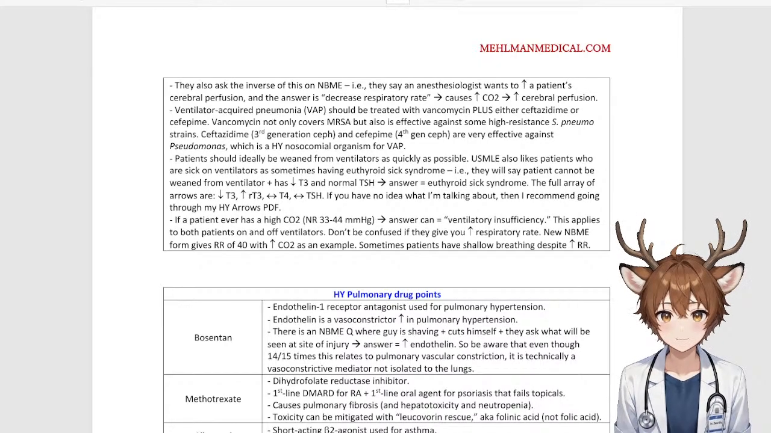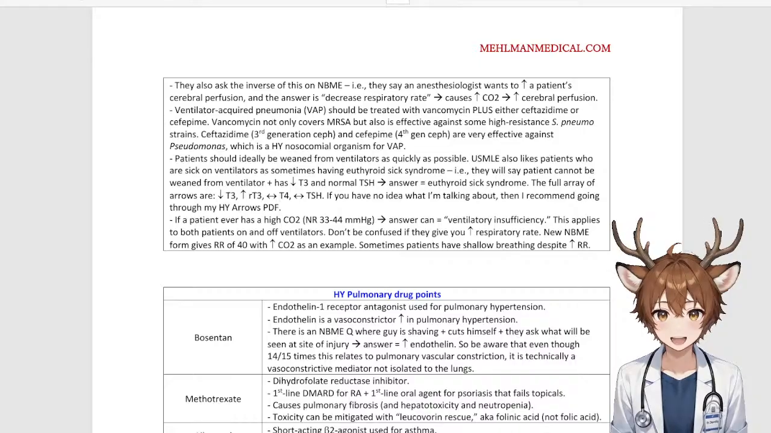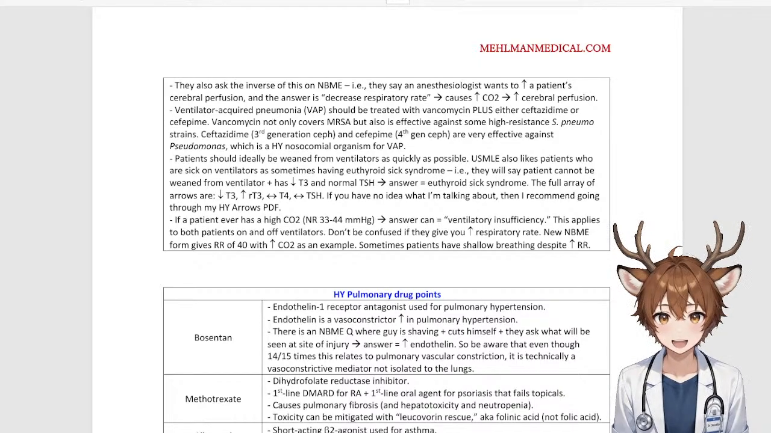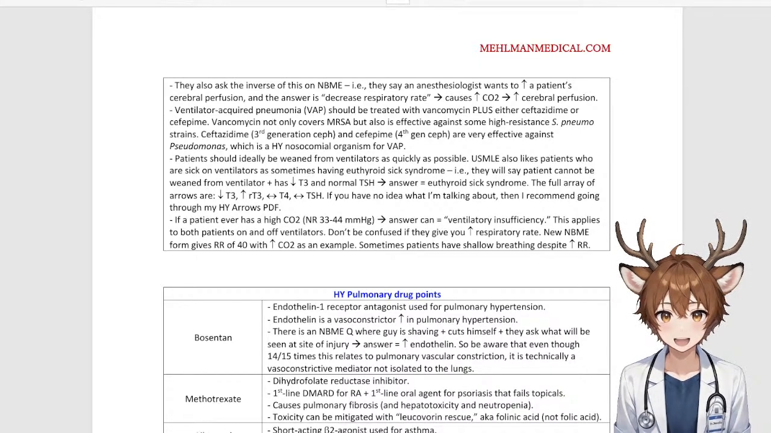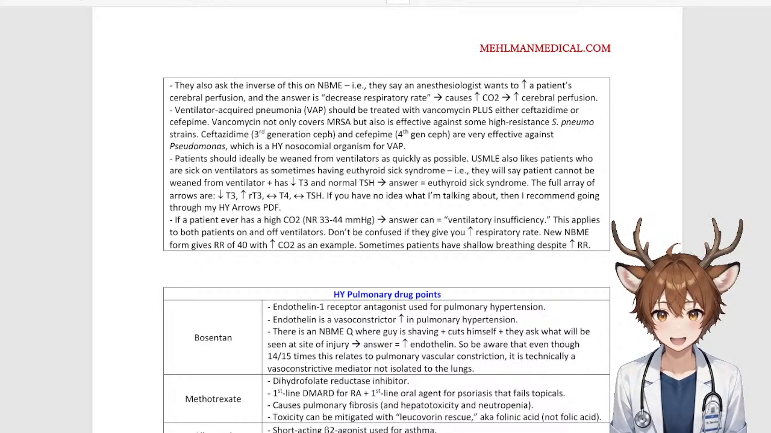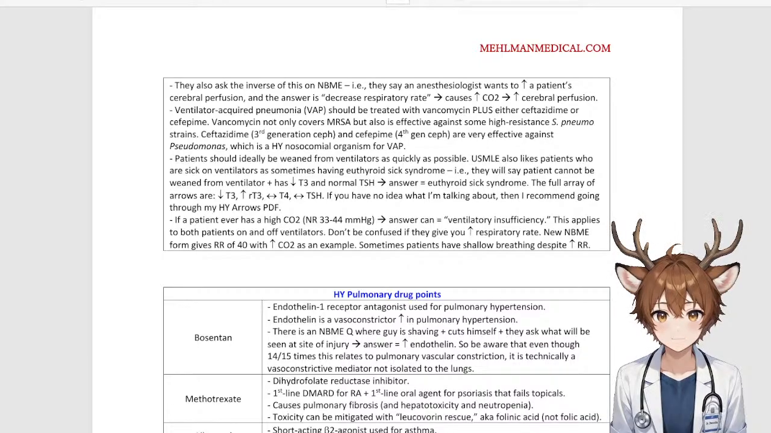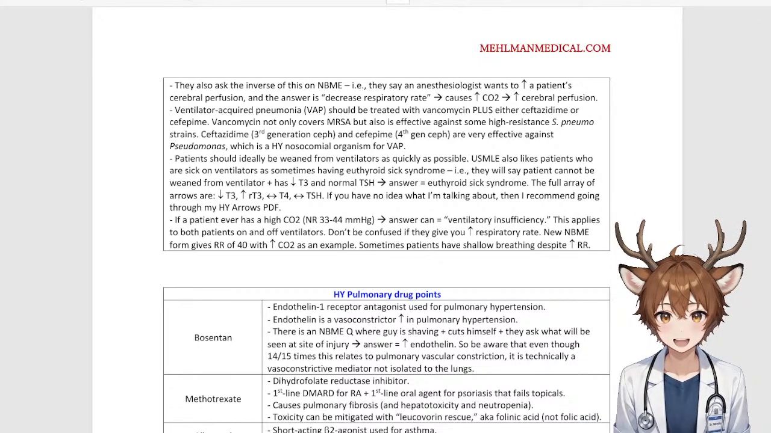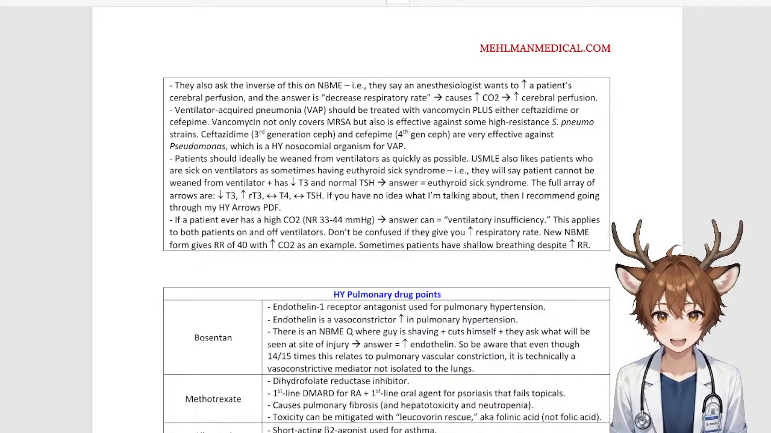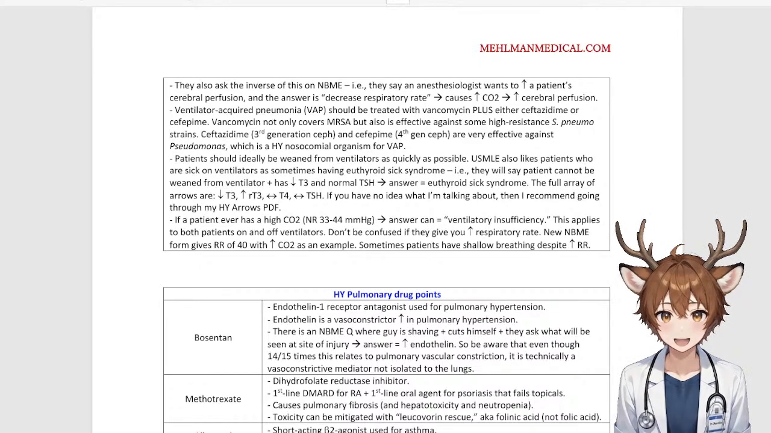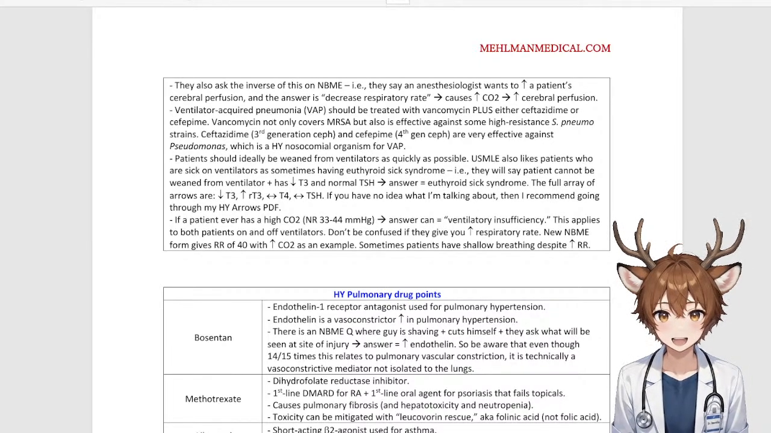If a patient ever has a high CO2, over 44 mmHg, the answer can be ventilatory insufficiency. This applies to both patients on and off ventilators. Do not be confused if they give you an increased respiratory rate. The new NBME form gives a respiratory rate of 40 with an increase in CO2 as an example. Sometimes patients have shallow breathing despite increased respiratory rate.